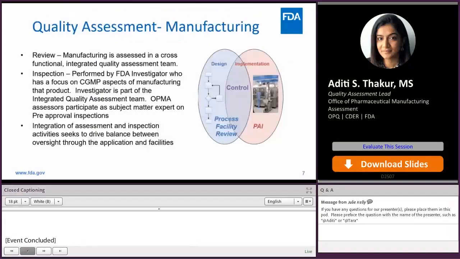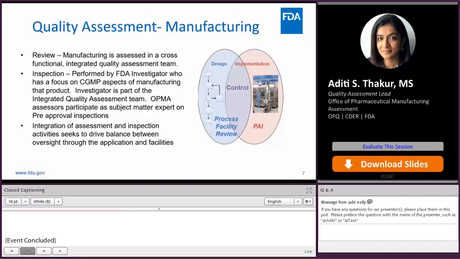To provide the quality assessment of the manufacturing portion of the submission, the OPMA reviewer utilizes review and inspection of the facilities as tools to assess the overall design, controls, and implementation of these controls proposed for your manufacturing process. The quality assessment of the manufacturing is performed by a cross-functional integrated quality assessment team. In addition, the inspection is performed by an FDA investigator who focuses on the CGMP aspects of the manufacturing of that product. The investigator is also part of the integrated quality assessment team.